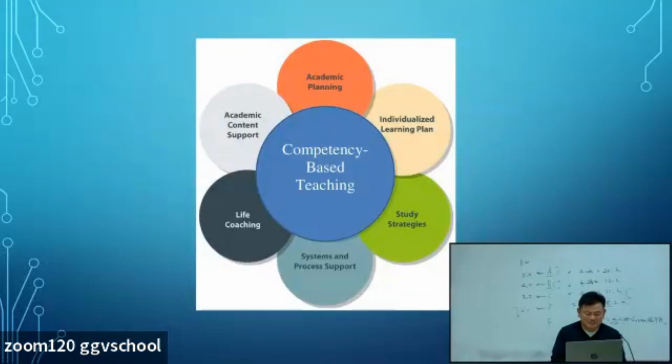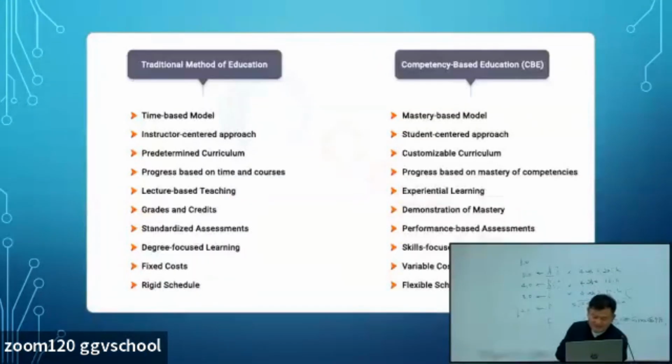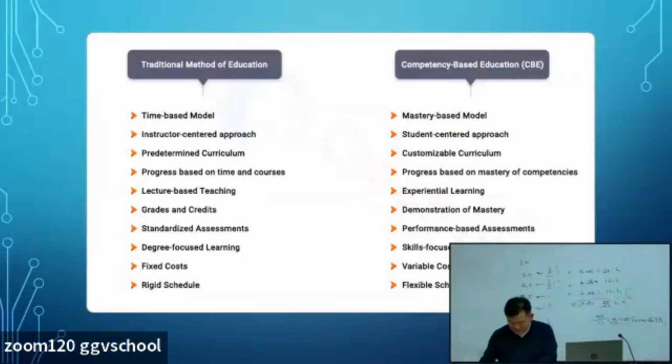So competence-based teaching is followed by academic planning, individualized learning plan, study strategies, system and process support, life coaching, and academic competence content. Now we have several theories introduced, but this is very similar. How do we process that? These are very similar approach models.